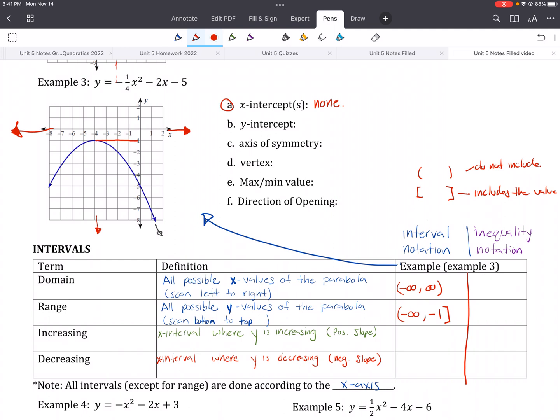All right, next is increasing and decreasing. Let me just clear this out just a little bit. So increasing is where, maybe I'll use green here, increasing is where we have positive slope. It's an x interval where y is increasing. So it's like if you're going for a hike, here we're getting higher and higher.